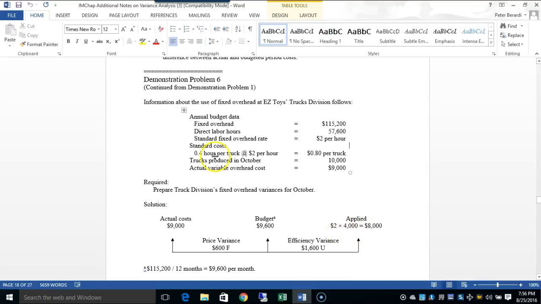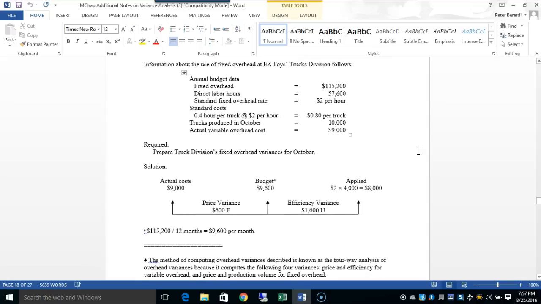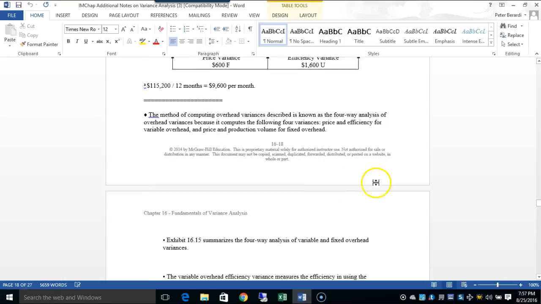We're basing it on a standard cost. It takes 0.4 hours to produce a truck. We produce 10,000, so we're applying it based on hours, direct labor hours. If it was machine hours, we would apply it based on machine hours. So 2 times 4,000 equals 8,000 applied. Simply take the difference between actual and budget, which is your spending variance. It's favorable by 600. And your budget to applied is unfavorable by 1,600.